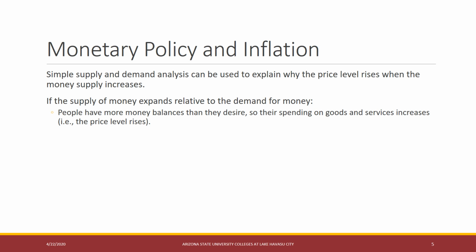If the supply of money rises relative to the demand for money, people have more money balances than desired. They adjust their mix of assets to reduce the money balances in favor of other items. This ultimately causes their spending on goods and services to increase, and that results in a rise in the price level, or we can say inflation.